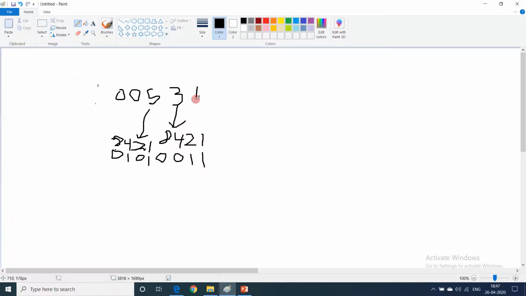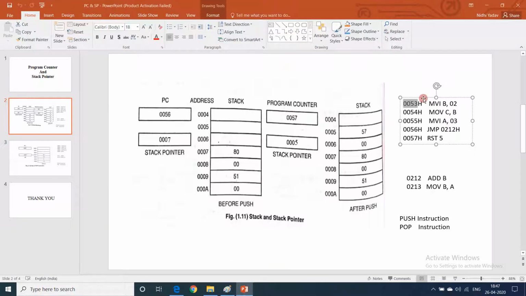So in hexadecimal, this H represents hexadecimal. In hexadecimal, one digit represents 4 bits. So this part is the higher order byte, or we can say most significant bits, and this part is known as the lower order byte, or you can say least significant bits.